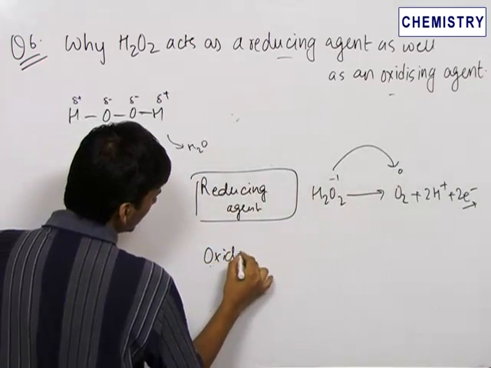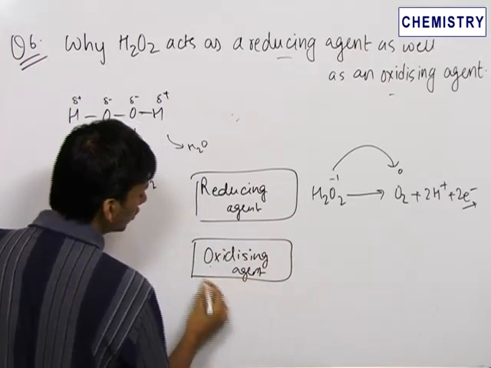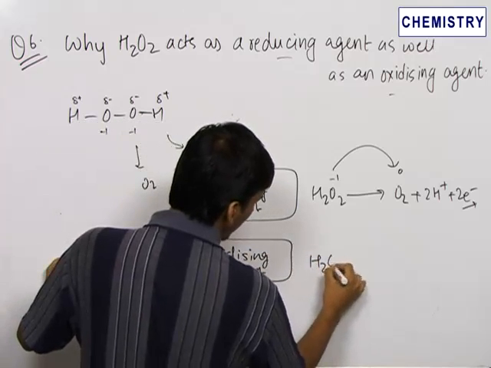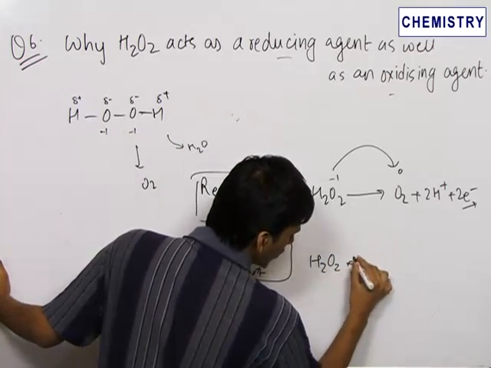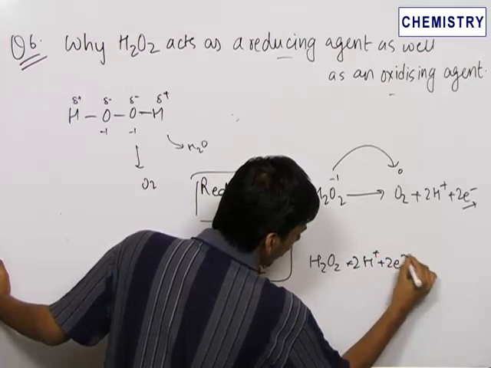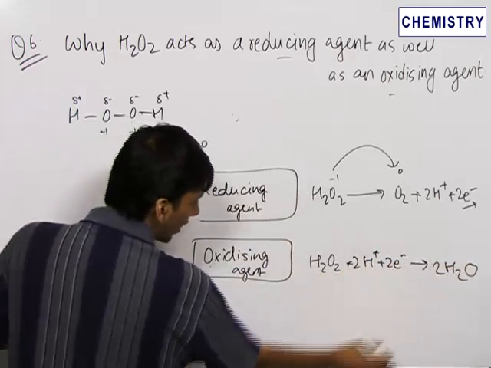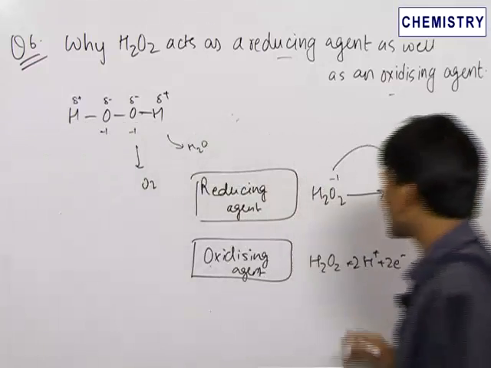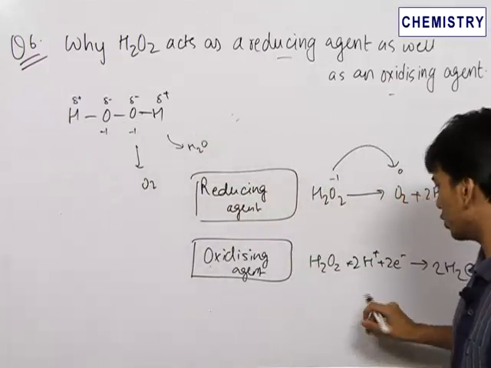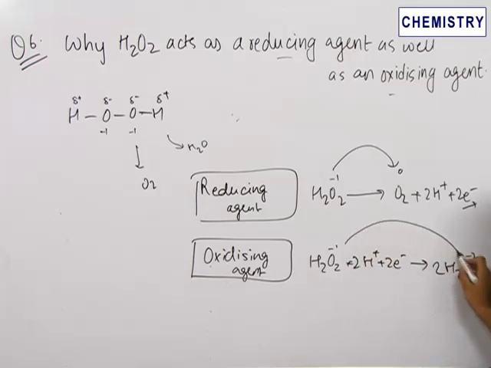Now for considering the case of oxidizing agent, H2O2 gets reduced so that it can act as an oxidizing agent. The equation thus becomes H2O2 plus 2H plus 2 electrons becomes 2H2O. We can also see that H2O2 is accepting electrons so that it gets reduced to 2H2O and therefore it acts as an oxidizing agent because it itself gets reduced. We can see the oxidation state of oxygen over here is -1 and the oxidation state of oxygen over here is -2. So we can see that this is reduction.